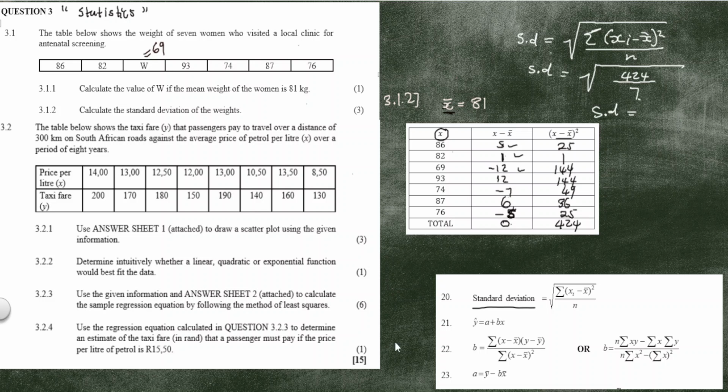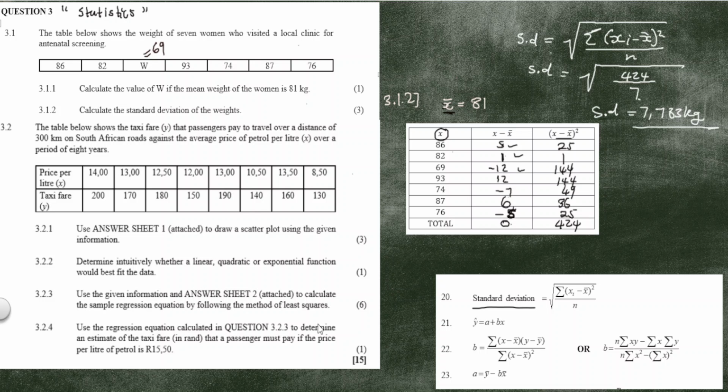Then the standard deviation is going to be the square root of 424 over 7. The answer is 7,783 kilograms. So this is the average weight, the standard deviation for the weights of the women.